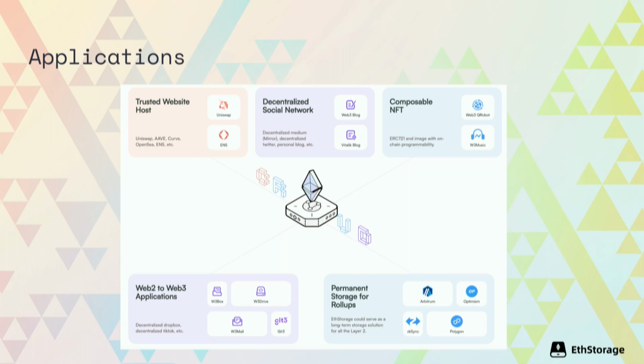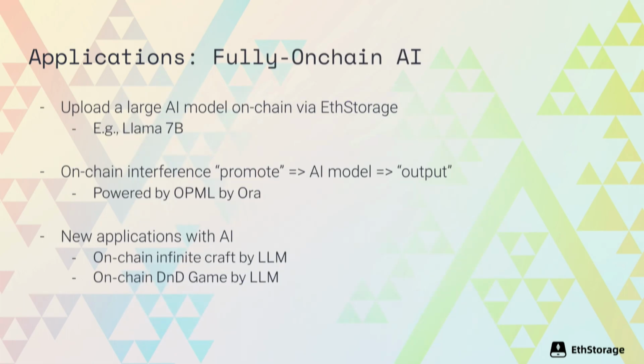So there are a couple of interesting applications that can be enabled by EthStorage and the new access protocol. Here I just give a highlight of fully on-chain AI. With EthStorage, now we are able to upload a large AI model, for example, potentially 3 or 4 gigabytes of data, on-chain.